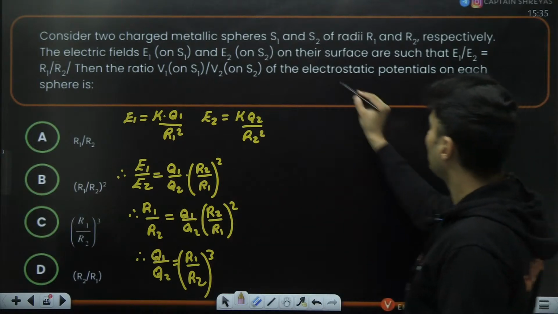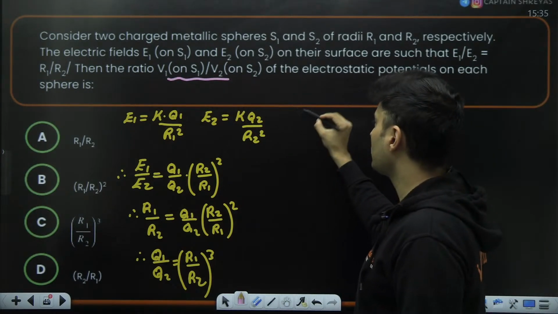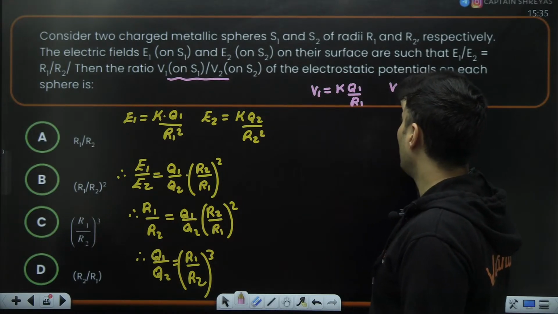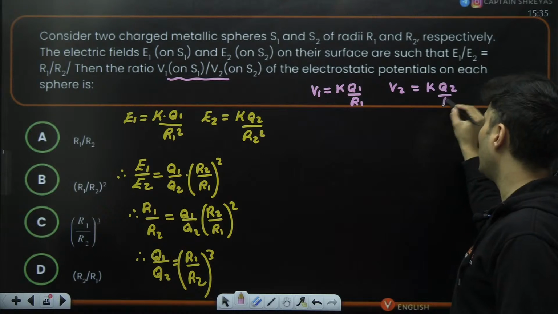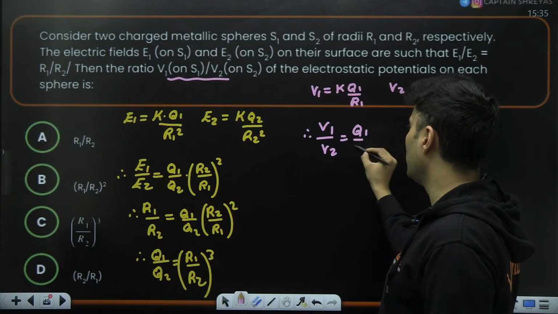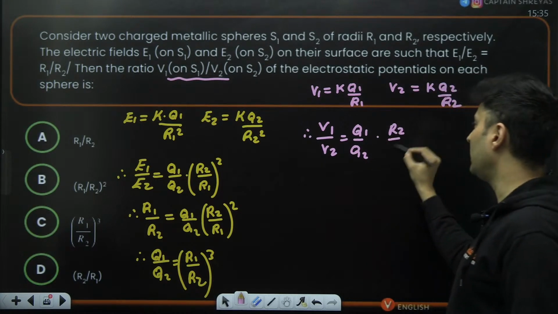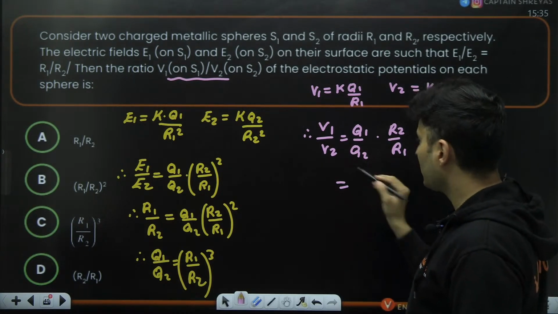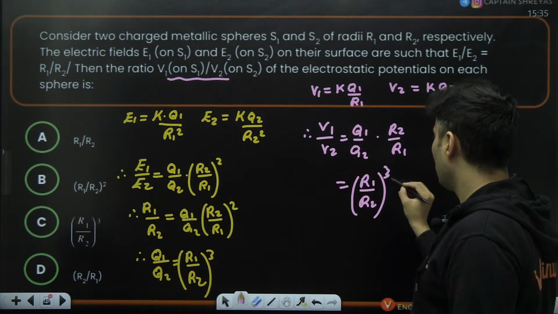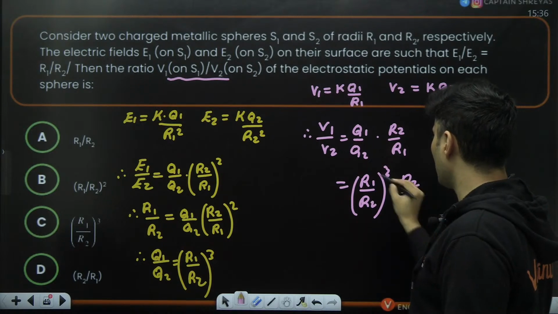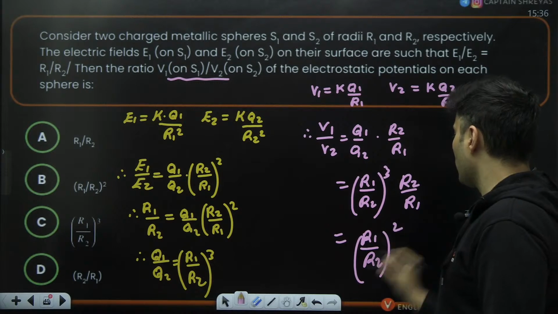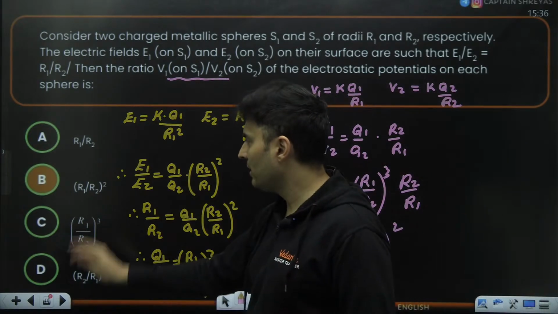Well, that's not the question. Question is the ratio of the potentials. So potential 1 will be K Q1 by R1. Potential 2 will be K Q2 by R2. So therefore V1 by V2 is proportional to the charge and inversely proportional to the radius. Okay. So what is Q1 by Q2? It is nothing but R1 by R2 the whole cube, and this is R2 by R1. So cube and this thing will cancel. So this will become R1 by R2 the whole square. So R1 by R2 the whole square, which is B option.